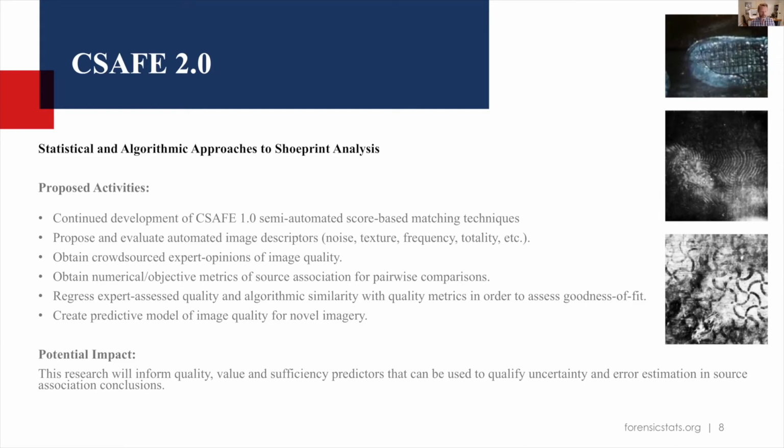In this case, the goal is to create predictive models of image quality for novel imagery which we haven't seen before, so as to predict when models or examiners may be uncertain or unhappy with the quality of evidence. The potential impact is to inform quality, value, and sufficiency of predictors that can be used to qualify uncertainty or error estimation in source association conclusions.